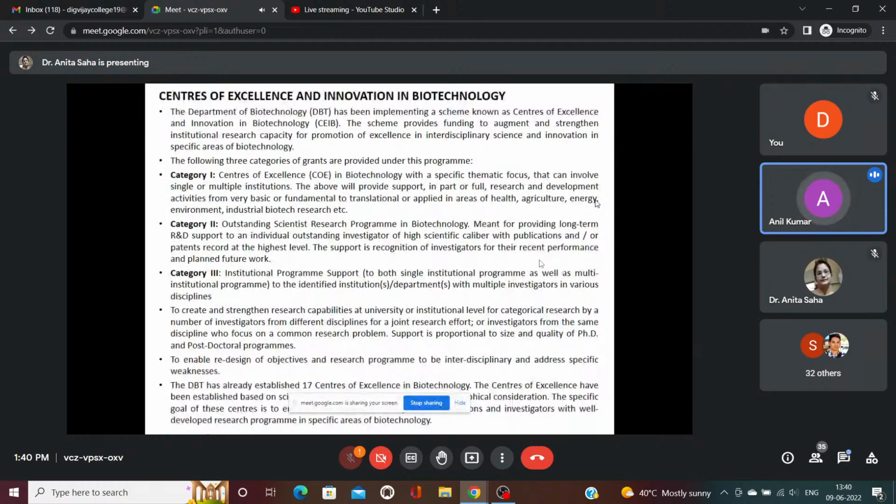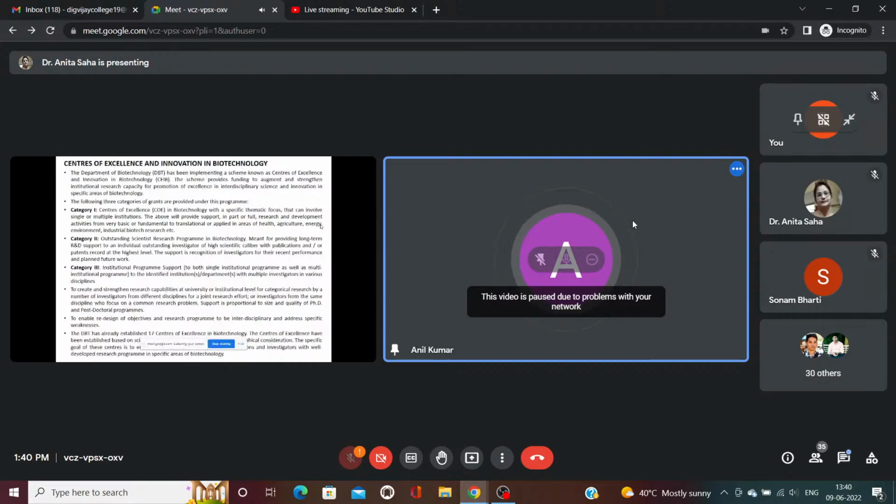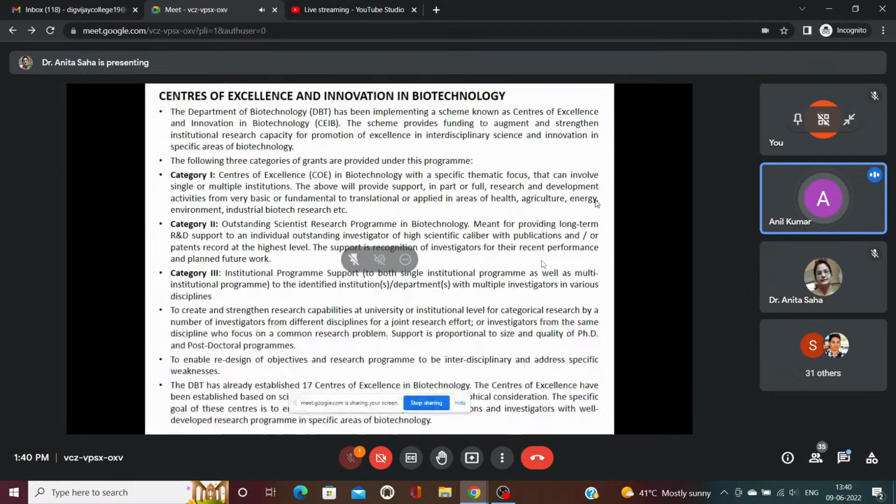Category 3, institutional program support. To both single institutional program as well as a multi-institutional program, either in the form of your own institution alone, or you can coordinate with so many other institutions, and then you can apply for the development of your institution under category 3. If you have multi investigators and you are performing multi-dimensional research work, then you can apply under category 3, and you can develop.